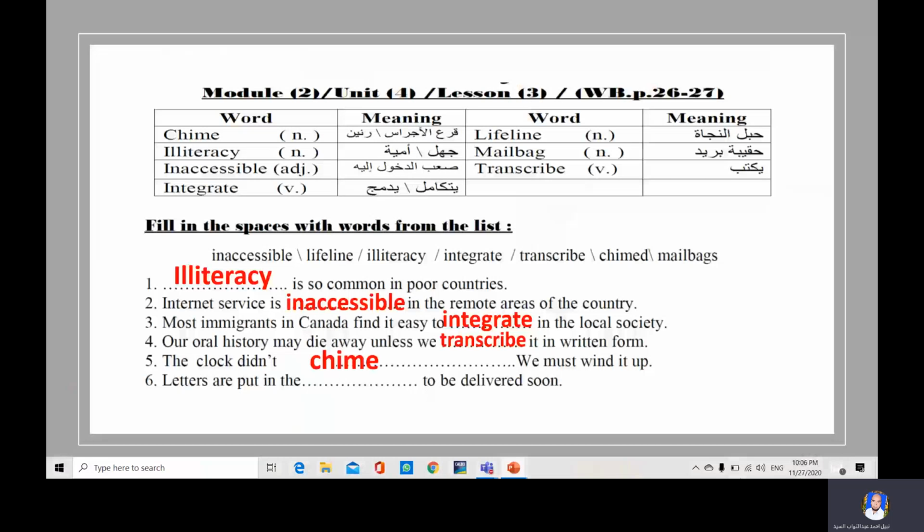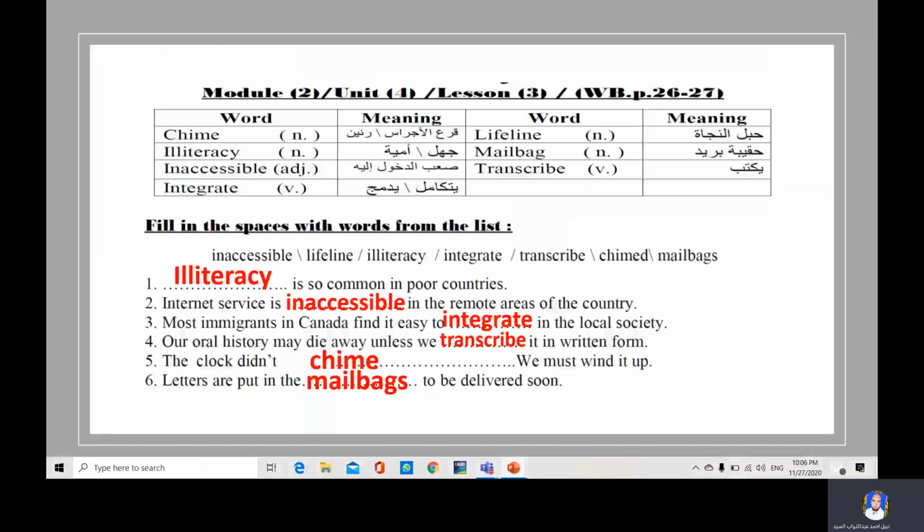It didn't go off. Number 6, letters are put in the blank to be delivered soon. Where are letters put in? So you have to mention the place. They are put in the mailbags, to be delivered soon or to be sent soon.